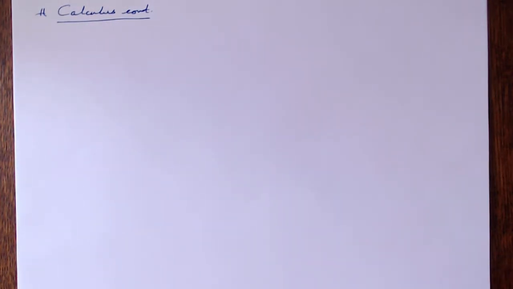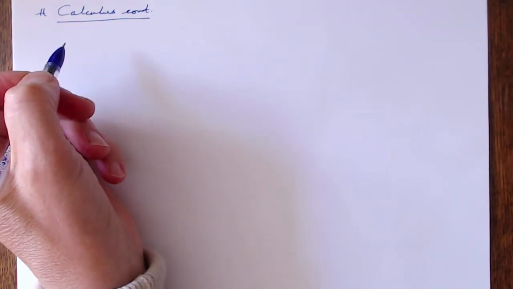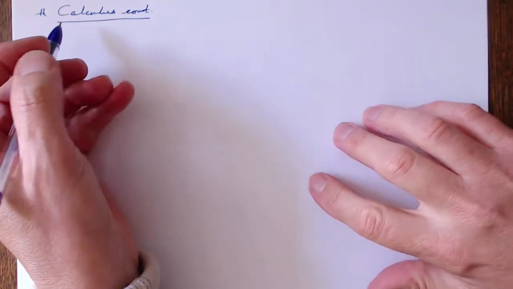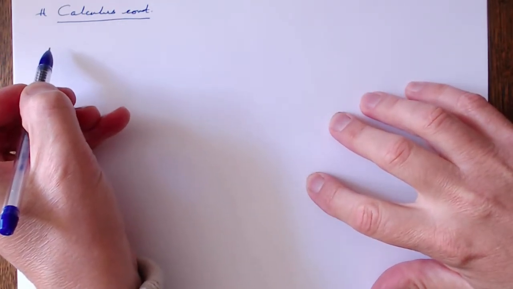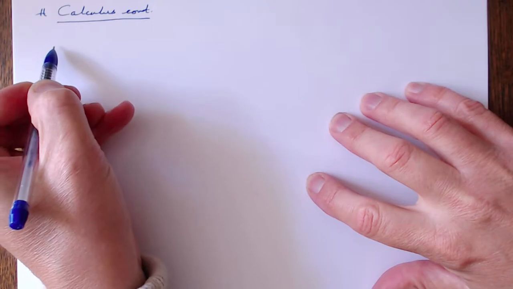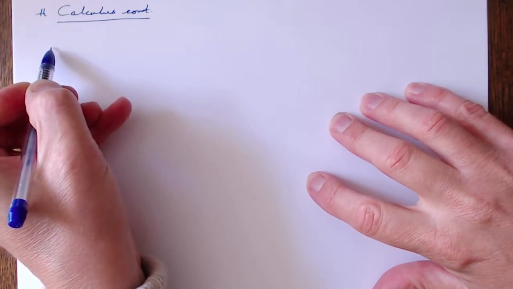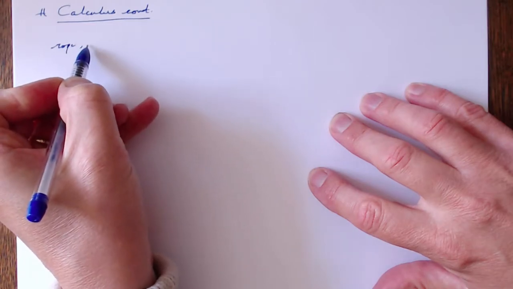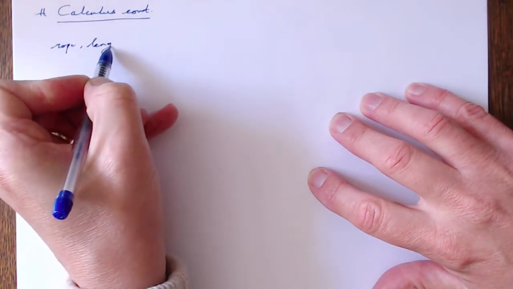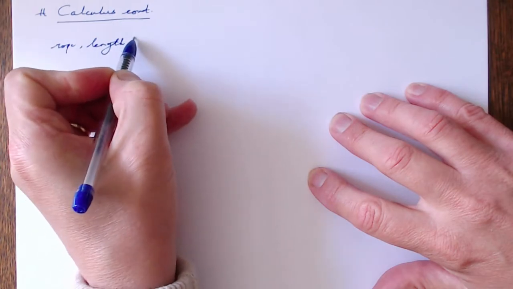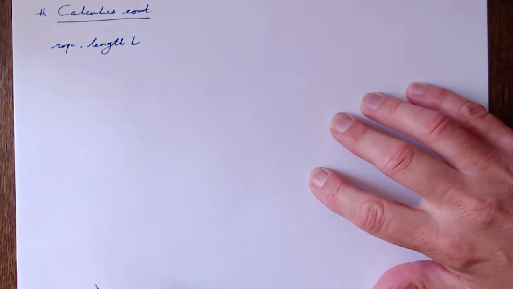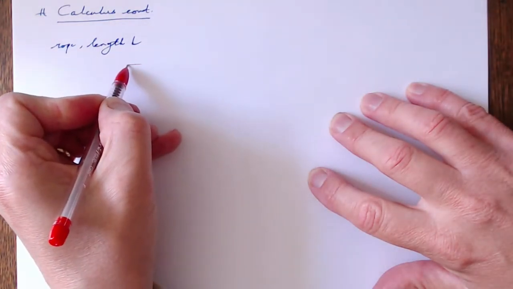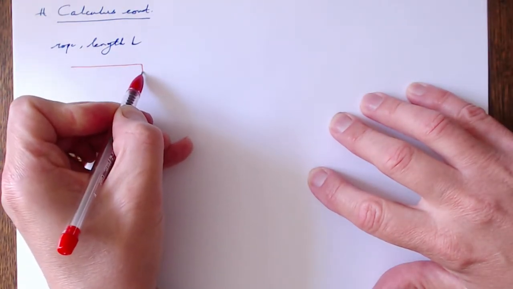So let's start with this very simple example. We want to think of a problem where we need to optimize something given a constraint. What I'm going to set this up as is the following. Imagine we have a length of rope, length L, and we want to make a rectangle with that rope. So here is a rectangle made from the piece of rope.